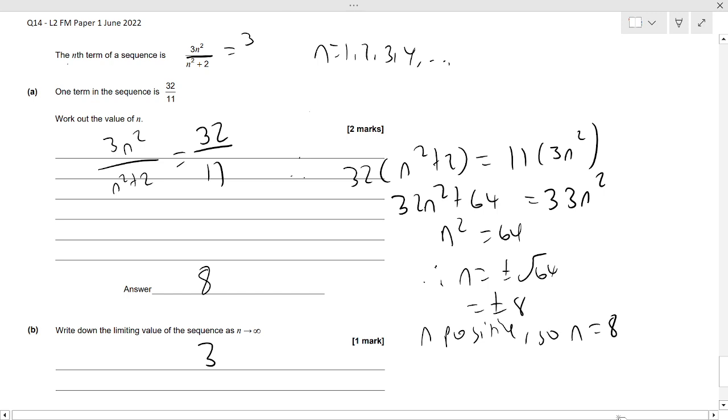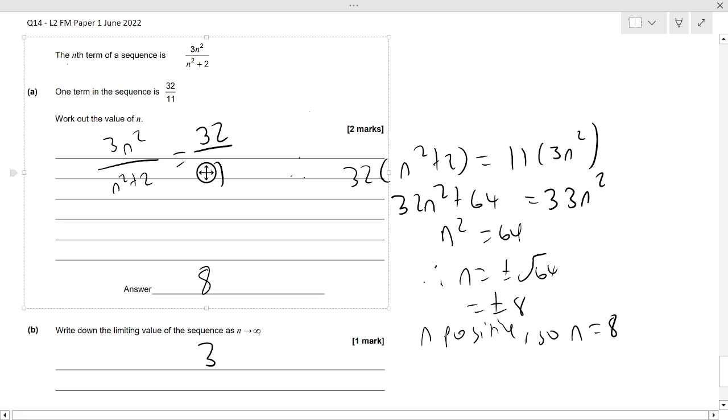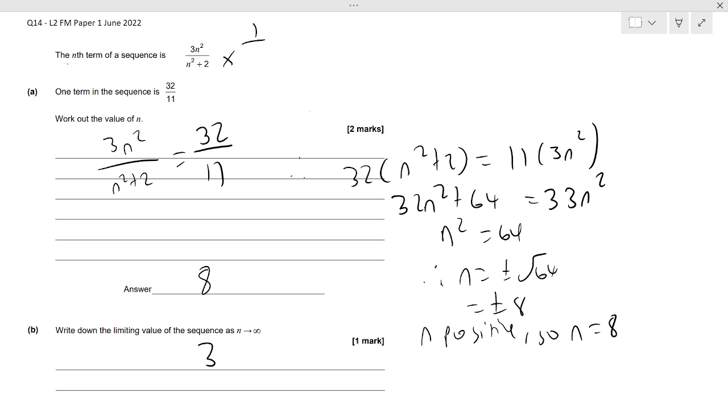Alternatively, another way of visualizing this, I think this is the far better way of doing it. What you could do is change this fraction a little bit by multiplying by 1 over n squared to both the top and bottom. So you divide the top and bottom by n squared, to be left with 3n squared over n squared, which is 3, n squared over n squared is 1, and then 2 will just be 2 over n squared.